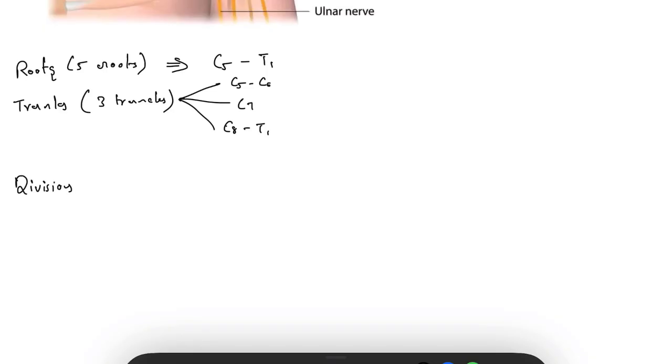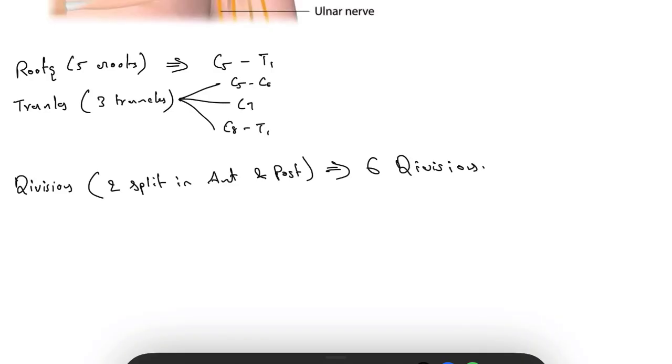Next, divisions. Each of the 3 trunks splits into anterior and posterior divisions. So how many divisions do you get? 3 trunks each divided in two, so you get a total of 6 divisions. Then after the divisions we see the cords. How many cords? Total 3 cords: lateral, posterior, medial.